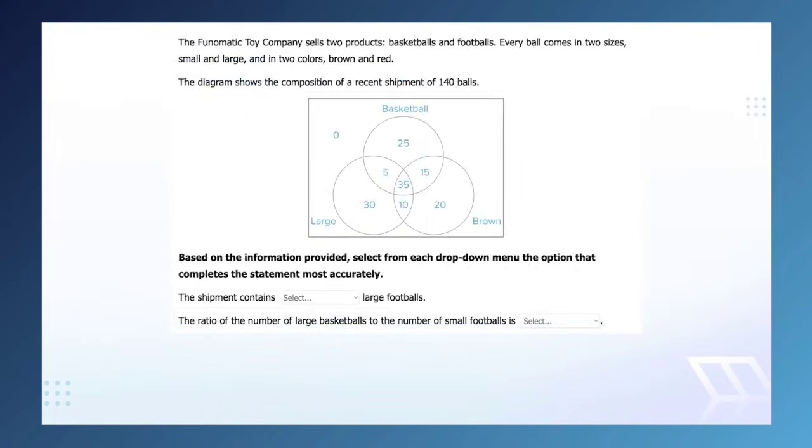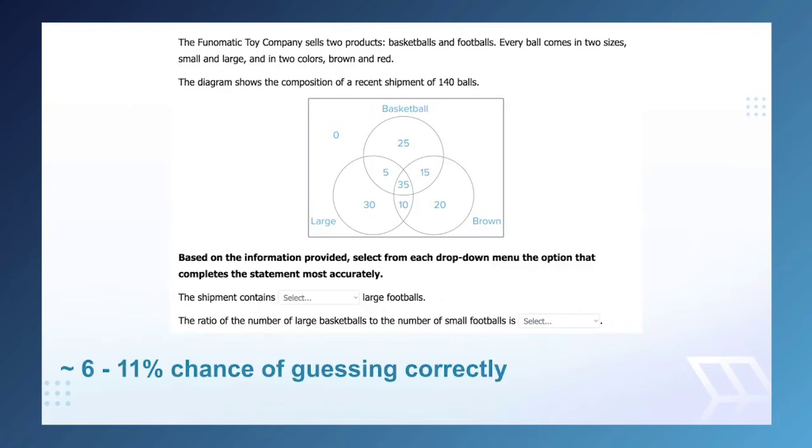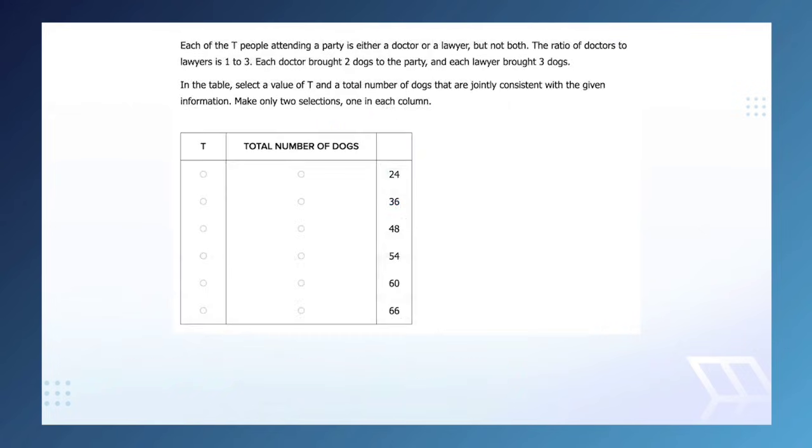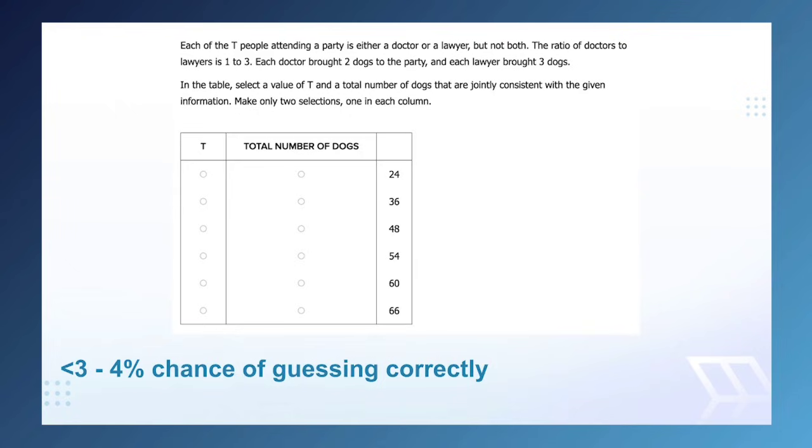For a graphics interpretation question with 2 prompts, each with 3 to 4 answer choices in the dropdown, your chances are somewhere between 1/16 and 1/9, or 6 to 11%. That's quite a bit worse. For a 2-part analysis question with 2 prompts sharing the same 5 to 6 answer choices, your chances are between 1/36th and 1/25th, or less than 3% to at most 4%. Really, really low chances. So what does this mean for our test-taking strategy?